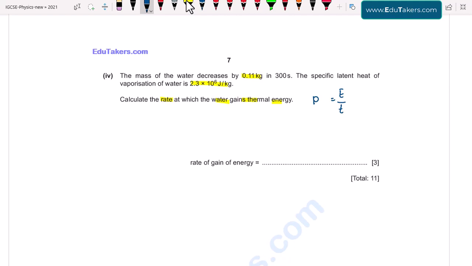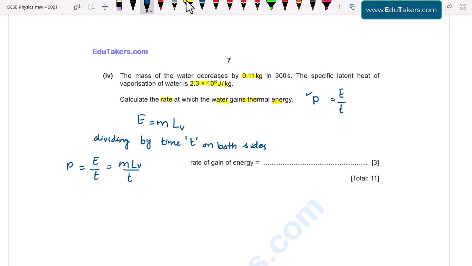So we know that energy is equal to the product of mass and latent heat of vaporization, L_V. And here we have to calculate power. So I divide by time T on both sides. So it becomes E over T equal to m L_V over T, and it becomes power, that is the rate at which the water gains thermal energy.